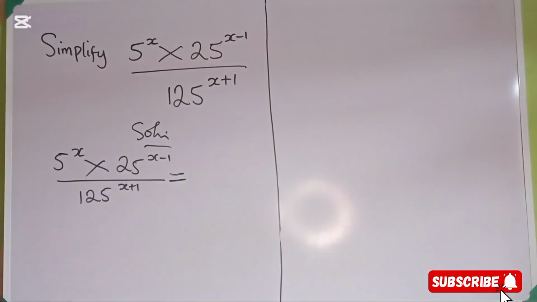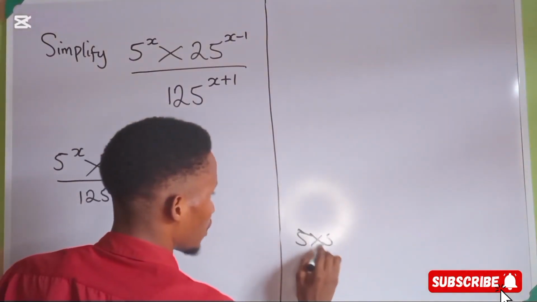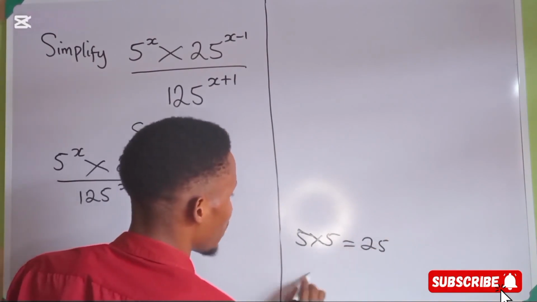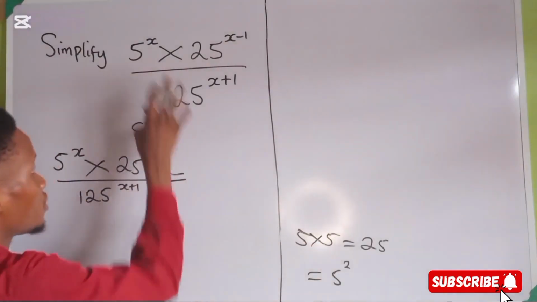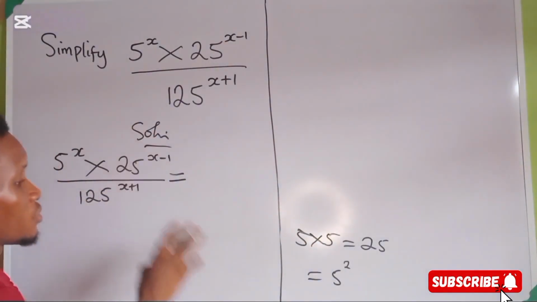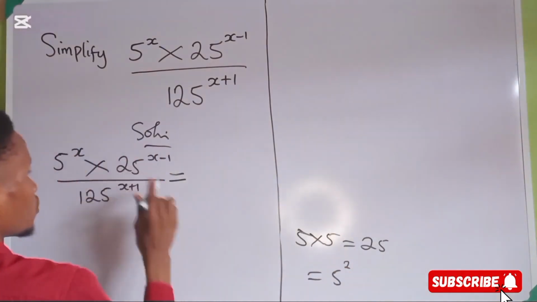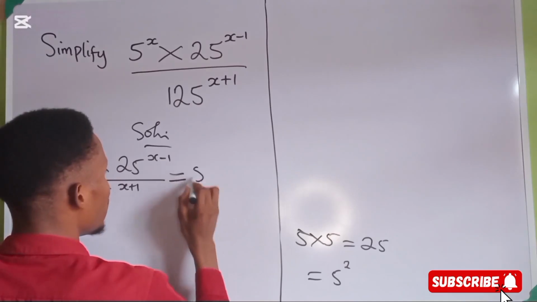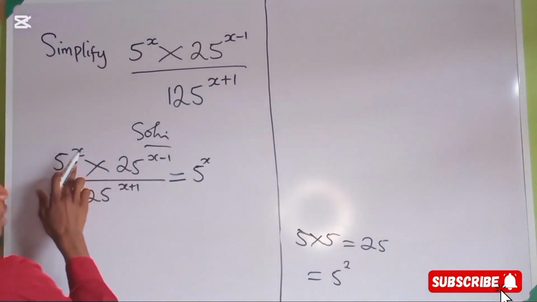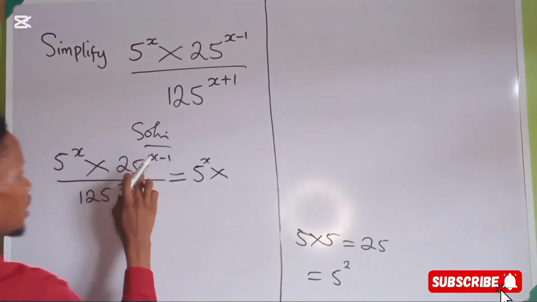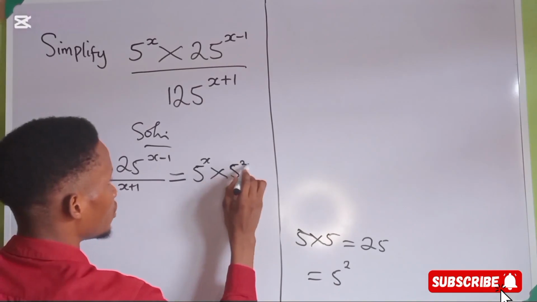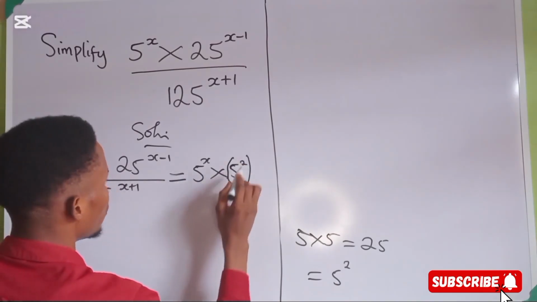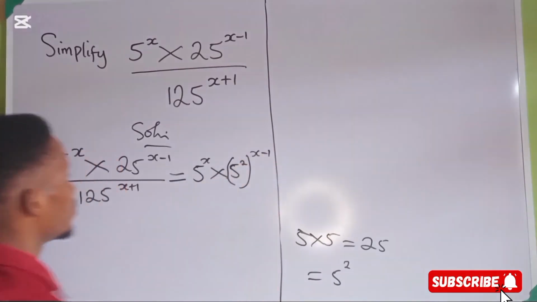Know that 25 is 5 raised by 2. 5 times 5 is 25, which is the same as 5 squared. When you are considering this indices equation, that is 5 raised by 2. So we write here, repeat 5 raised by x, then multiply by, and transform this to 5 squared, then all in brackets raised by x minus 1. Do you understand?